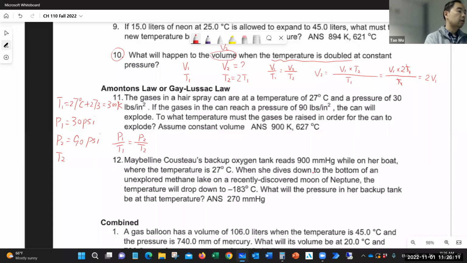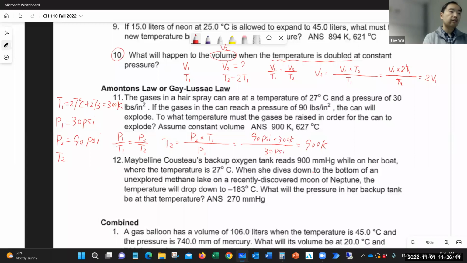Now you see T2 should be equal to P2 times T1 divided by P1. So now you can go ahead and replace those parameters: 90 psi times 300 K divided by 30 psi. And then you can easily figure out this is 900 Kelvin.